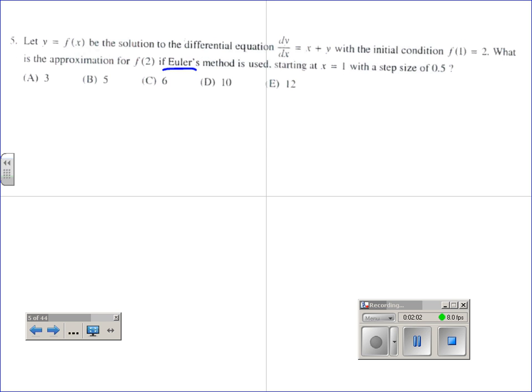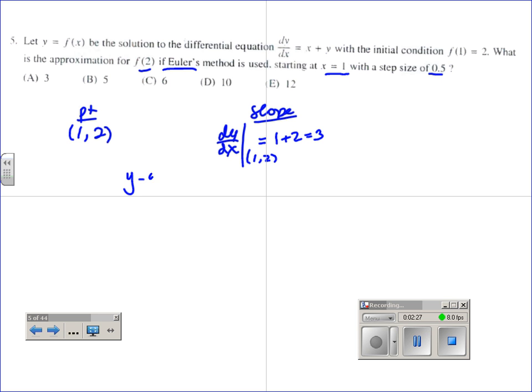Okay, Euler's method, we have a differential equation given to us. Starting at 1, we're moving to 2 with a step size of 0.5. So basically you just do point slope multiple times. So 1 comma, does it tell us what? 2. Slope, we use the differential equation. At 1, 2, we have 1 plus 2, so 3. So y minus y1 equals the slope times x minus x1. Or y equals the slope times x minus x1 plus y1. So I'm going to use this form just because it's easier to plug into. So y equals the slope 3 times x minus 1 plus the y coordinate.